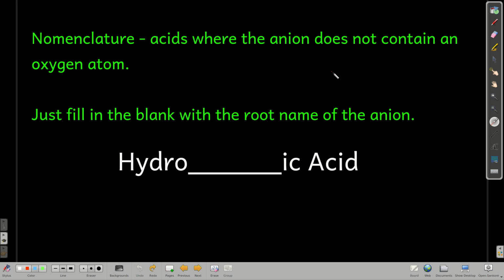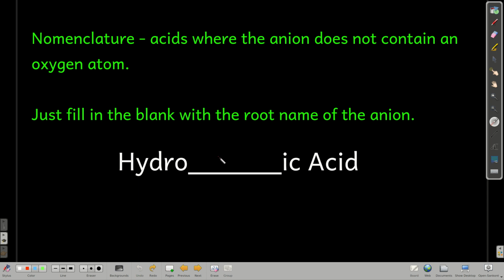There are two categories of acids that we're going to talk about when we're naming them: where the anion, which is everything after the hydrogen, does not contain an oxygen, or the situation where that anion does contain an oxygen. We'll start out with the situation where the anion does not contain an oxygen atom. All you have to do then is fill in this blank right here.